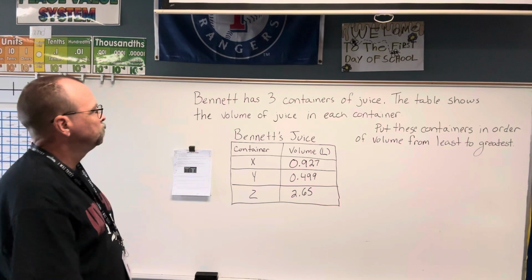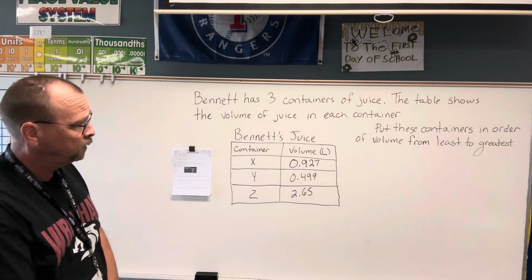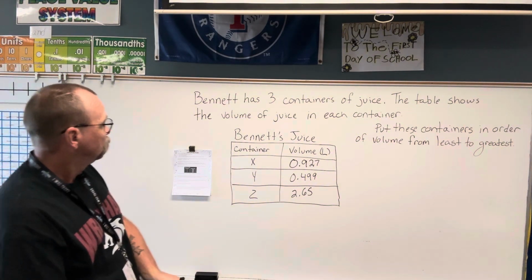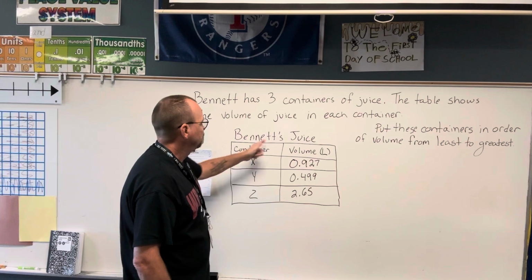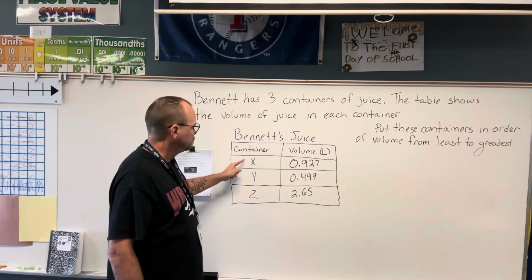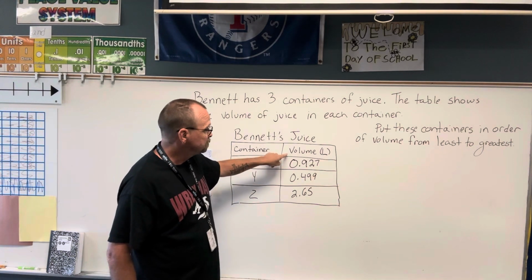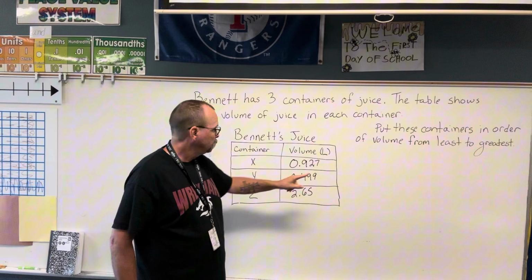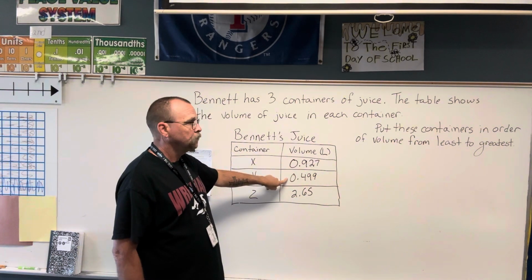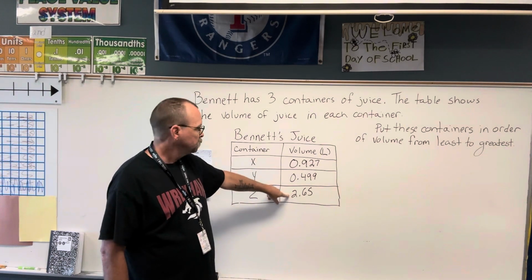Bennett has 3 containers of juice. The table shows the volume of juice in each container. Put these containers in order of volume from least to greatest. We have our table here. Bennett's juice is the title of our table. We have 2 columns. One column is the name of the container, X, Y, and Z. The second column is the volume in liters, and that's 927 thousandths, 499 thousandths, 2 and 65 hundredths liters.